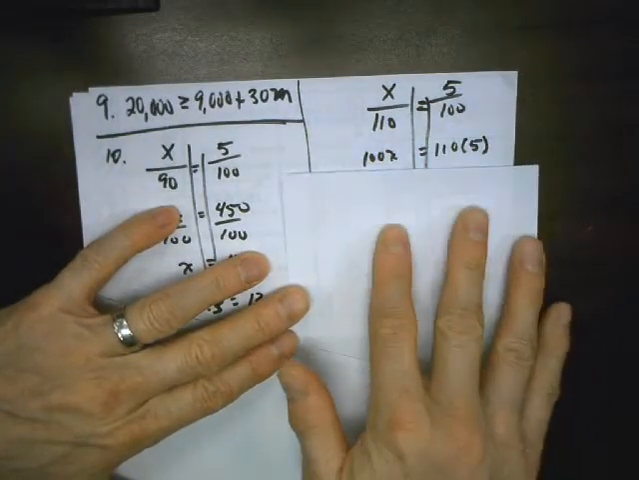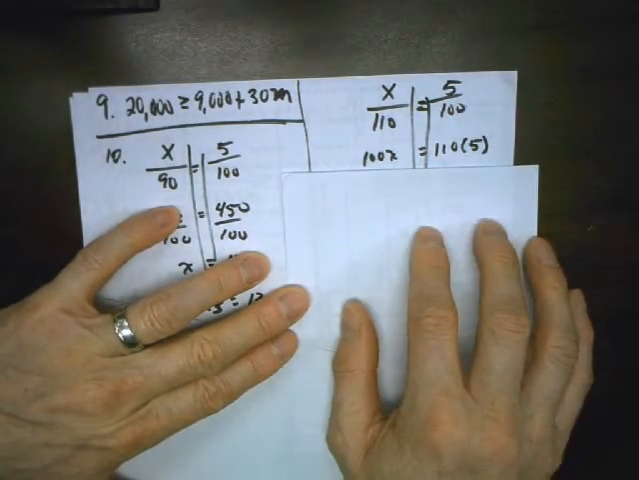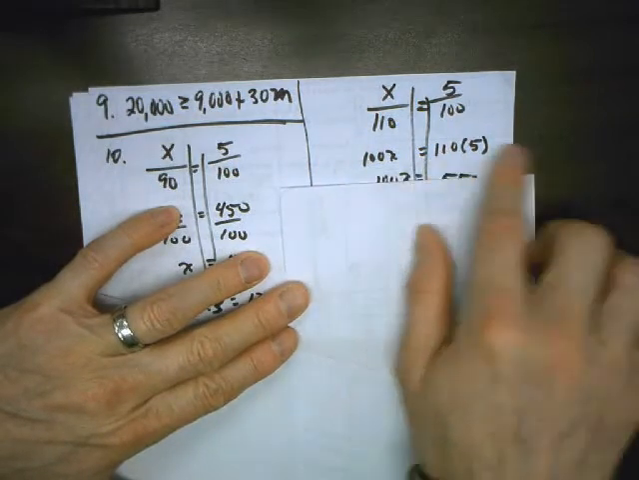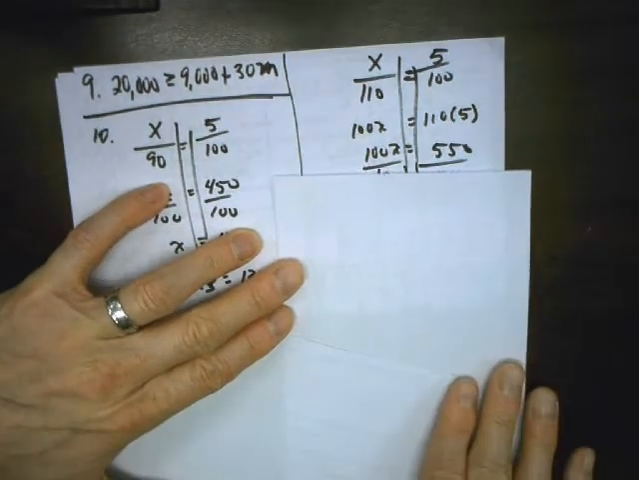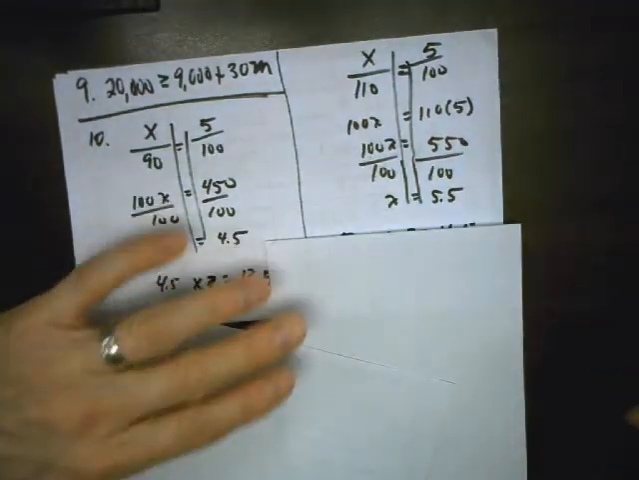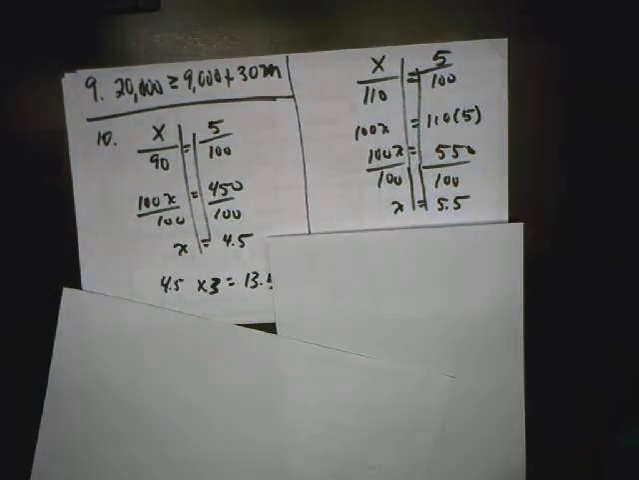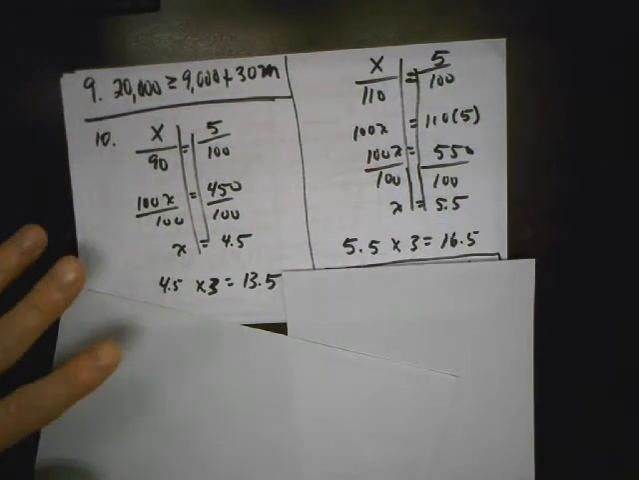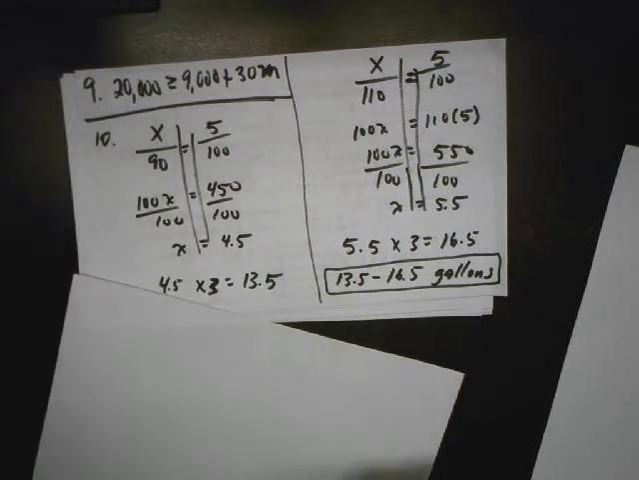5% of 110, I can cross multiply. That's how we solve proportions. 110 times 5 is 550. Divide by 100. Again, when we're lucky enough to divide by 100, we just move the decimal 2 times. So each person is using 5.5 gallons on these various activities. How much for 3? Multiply by 3. That's how you get your rate. 13.5 to 16.5 gallons are used for these different activities for 3 people.